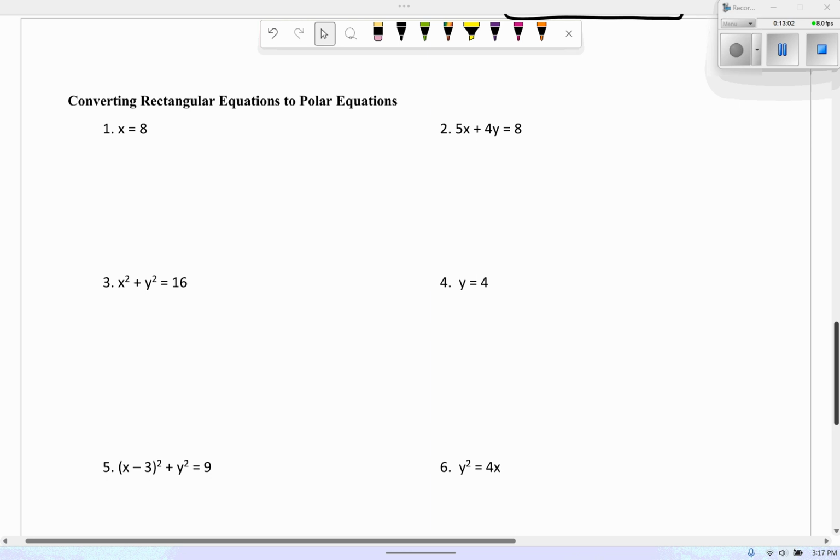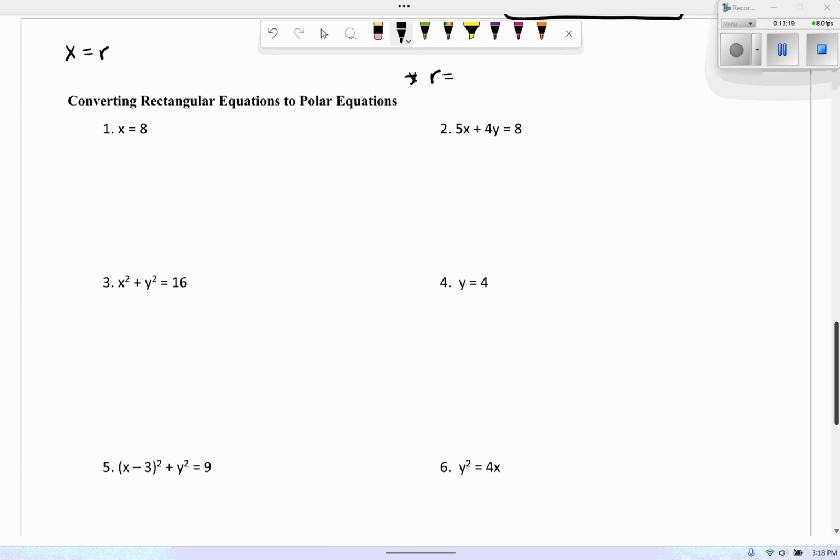So when you're converting rectangular equations to polar equations, you want to make sure you have it set as r equals. So we want r equals for our equation. So if I have x equals 8, we know those conversions. X is equal to r cosine theta. So that means we can take out the x here and replace it with r cosine theta equals 8. And then the next step would be to solve for r. So r equals 8 over cosine theta would be our equation.